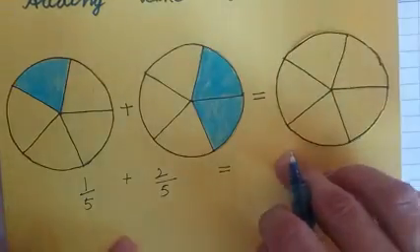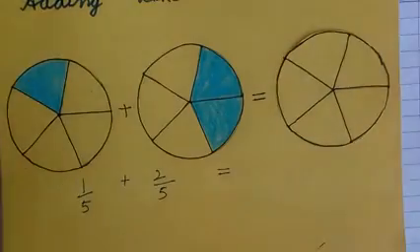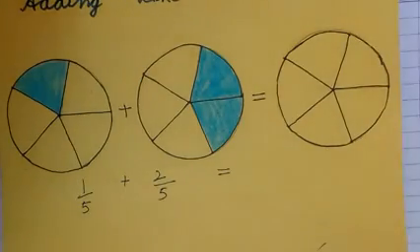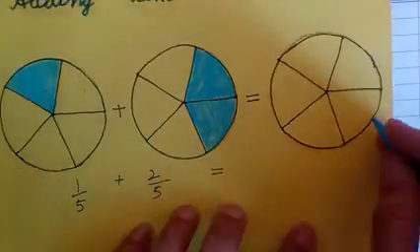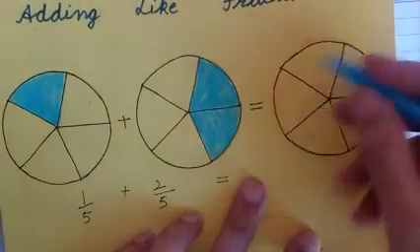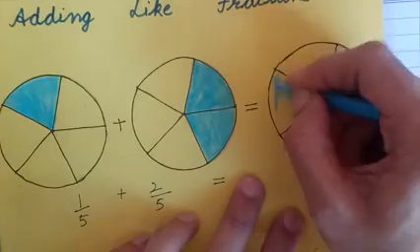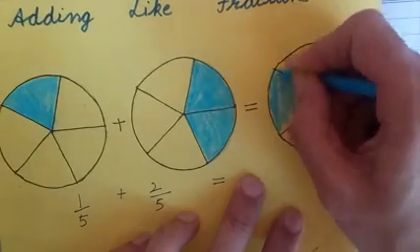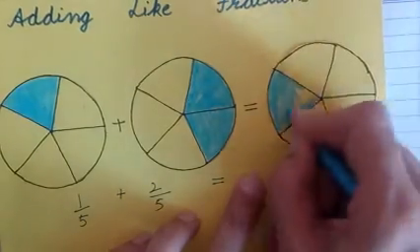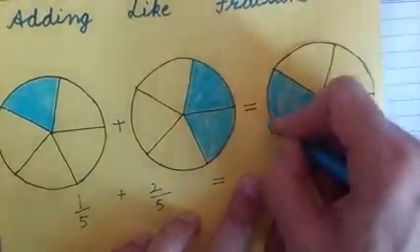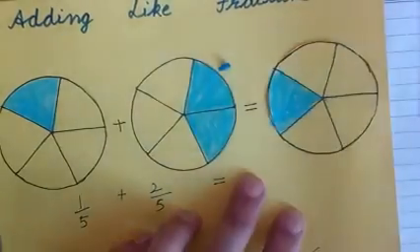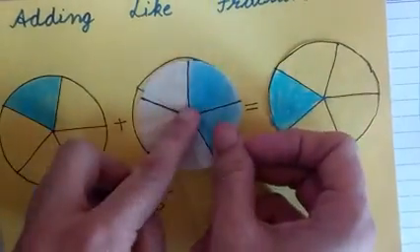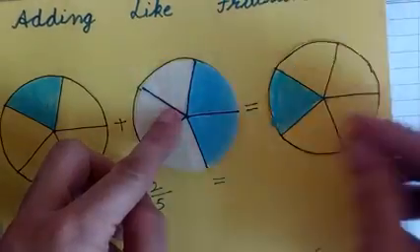And let us see the result, what will happen when we add 1 by 5 and 2 by 5. Here I'm making a replica of this. On the first fraction replica I am making here, and the second fraction replica I have traced here. This is the second fraction's replica.